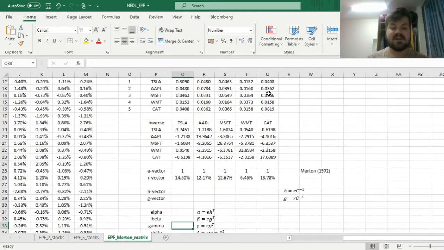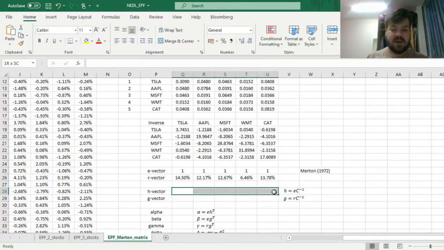The portfolio analysis in the matrix model of Merton starts with calculating the H vector and the G vector. Those vectors are just the products of the E and R vectors, respectively, and the inverse covariance matrix C to the power of -1. That's a standard notation for inverse matrices. C is the covariance matrix, C for covariance, and C^-1 is the inverse covariance matrix.